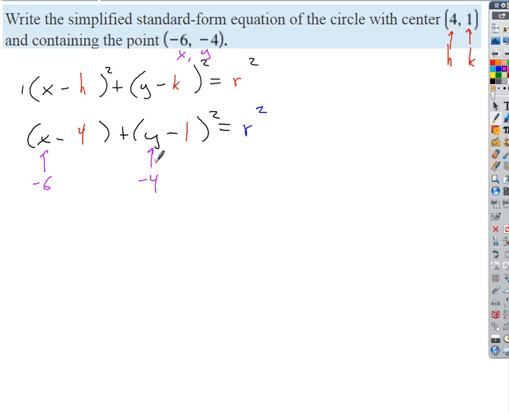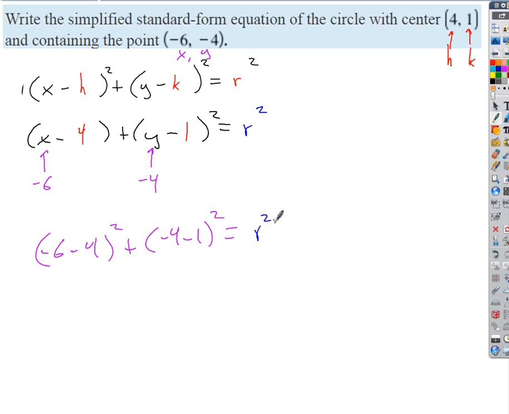So I should be able to just simplify the numbers on the left, and whatever I end up with is equal to r squared. Right? Does that make sense? Okay, so if we do that, what do we get? Negative 6 minus 4 squared plus negative 4 minus 1 squared equals r squared.